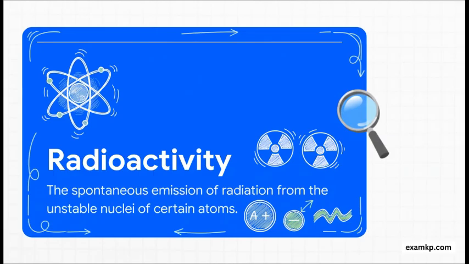To put it simply, radioactivity is just what happens when an atom is unstable. It's got too much energy and it wants to calm down. So, it spontaneously shoots out some of that energy as radiation. This whole idea was first spotted by Henri Becquerel way back in 1896, and then the amazing Marie and Pierre Curie really dug into it.